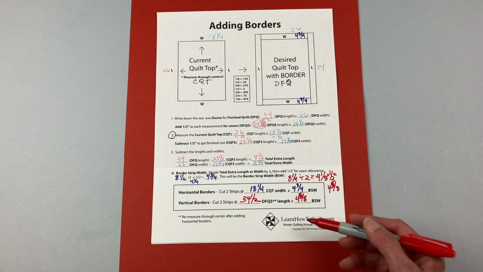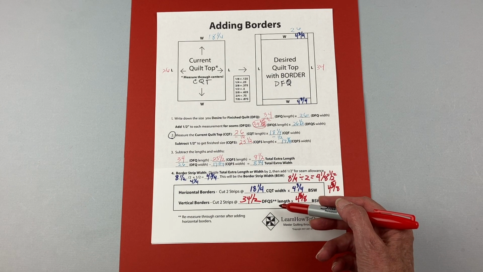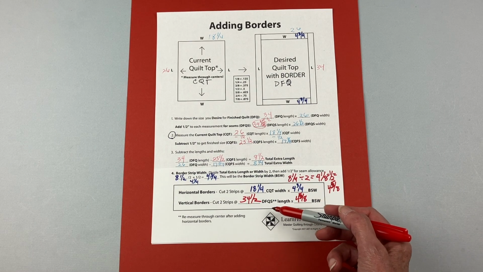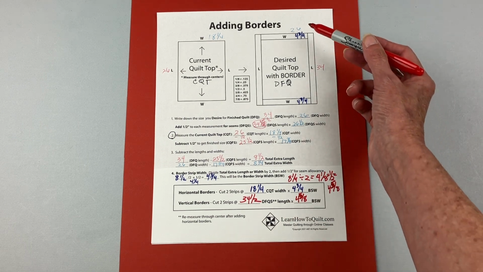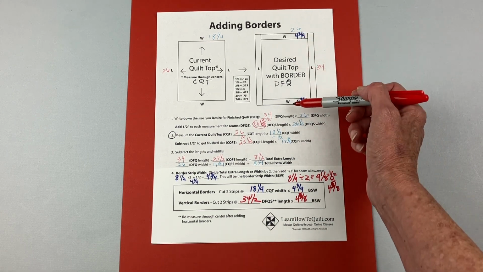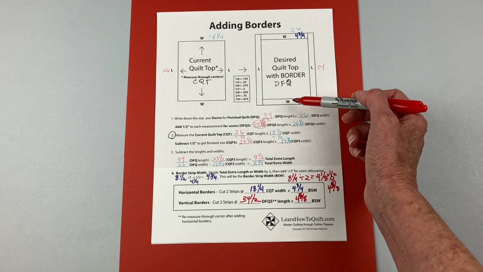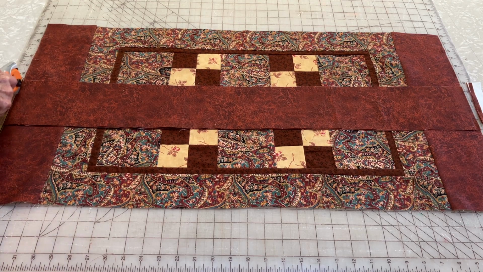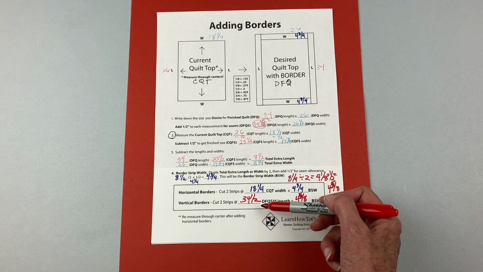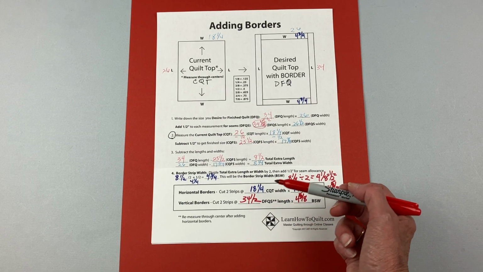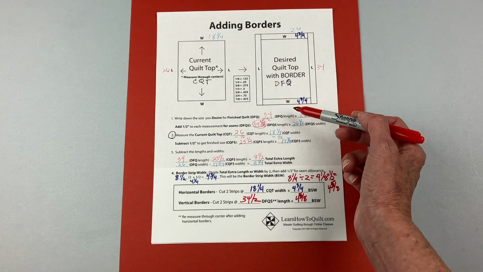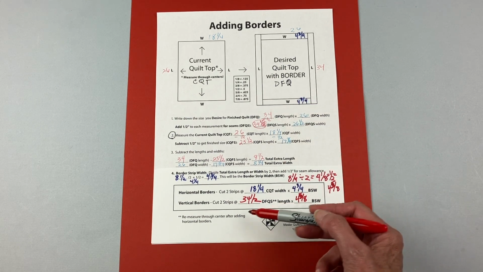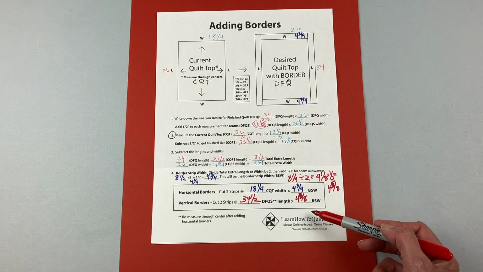method. Now, I've added these little asterisks here because usually what I do is I sew this strip and this strip onto the quilt, I press, and then I remeasure through the center. And most of the time it's close to 34.5, but it might be a little more, a little less. And that's the size I actually cut these strips.